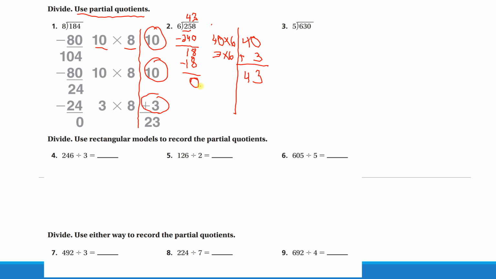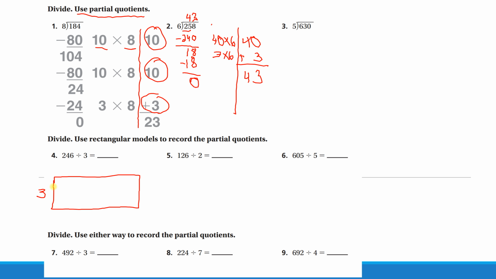Now, down here, I'm going to look at 4, 5, and 6 really quickly. Again, I'm not going to go over all the problems. I'm just going to talk about them a little bit. Use rectangular models to record the partial quotients. So it's very similar to what you're doing up here, but they want you to do rectangular models. Again, I'm not as concerned about what strategy you use, but I do want you to understand each strategy.